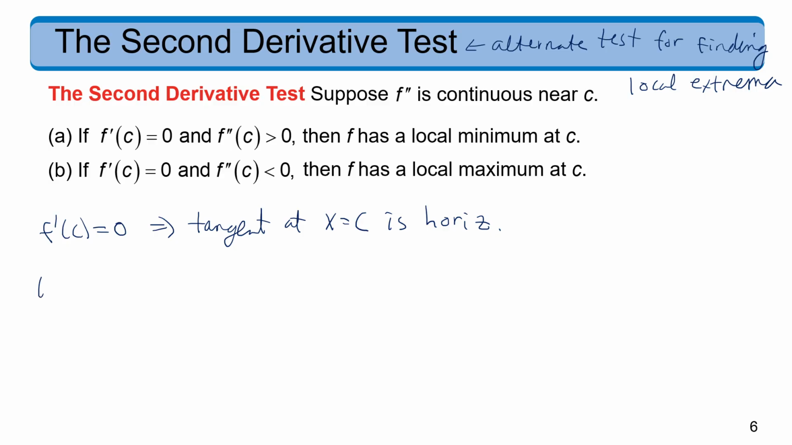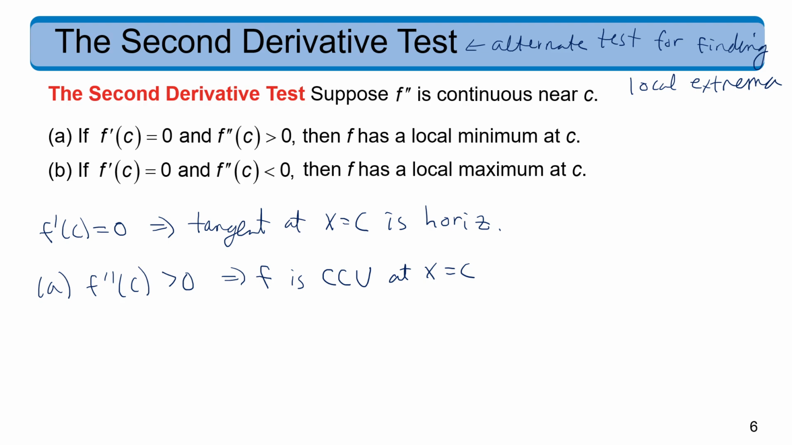Now let's look at case A. The second derivative at c is positive. So we know that means the curve f is concave up. I'm going to abbreviate that CCU at x value c.